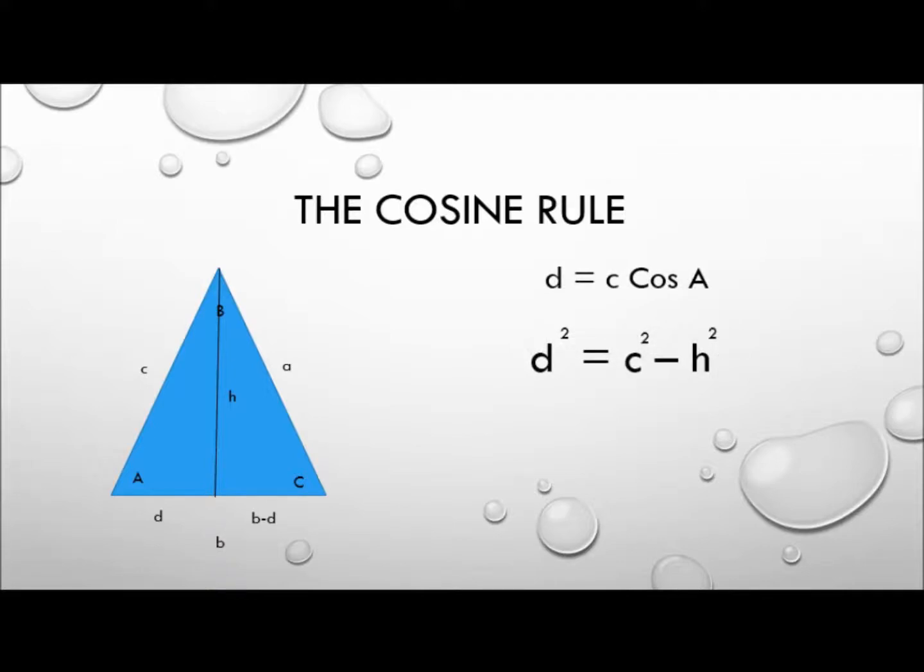We can also use Pythagorean theorem to say that c squared is equal to d squared plus h squared. Well, if c squared is equal to d squared plus h squared, then d squared is going to be equal to c squared minus h squared.